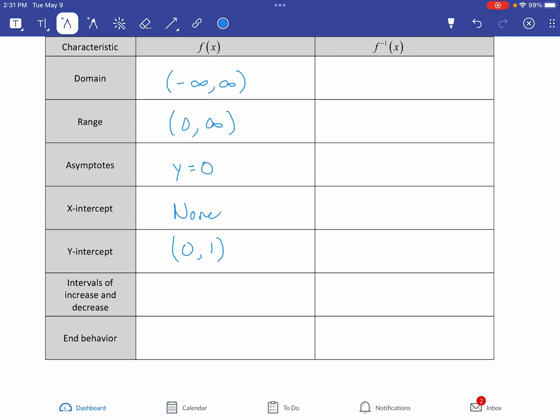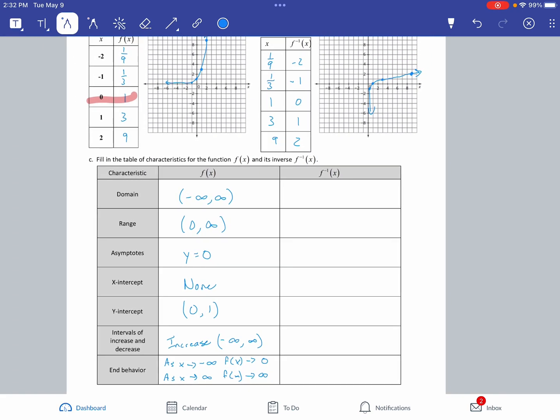Our intervals of increase or decrease. Since it's a growth function, it's going up, so it's increasing by the domain. So across negative infinity to infinity. And lastly, my end behavior. As the x value goes to the left, towards negative infinity, the graph is going down towards 0. As the x values go to the right, towards positive infinity, the graph is going up towards positive infinity. And there are my characteristics of the first graph.